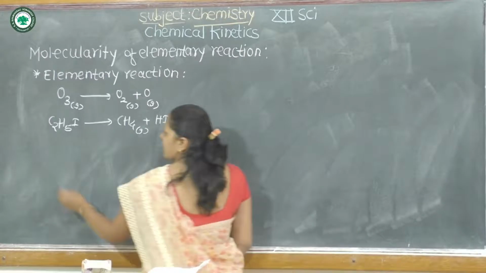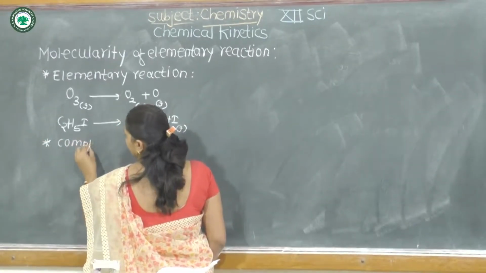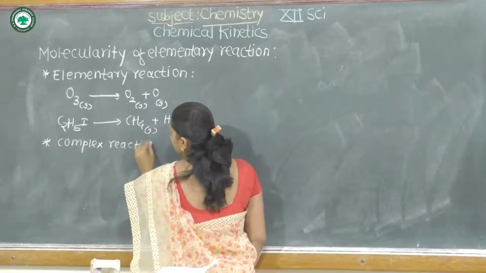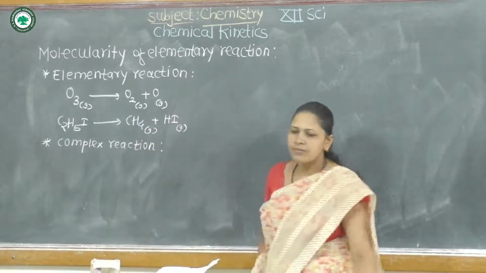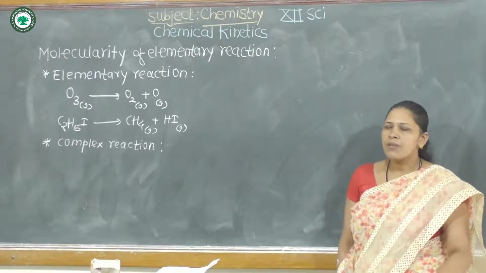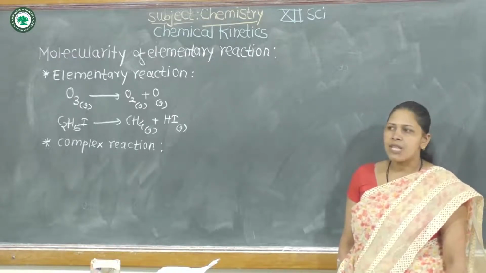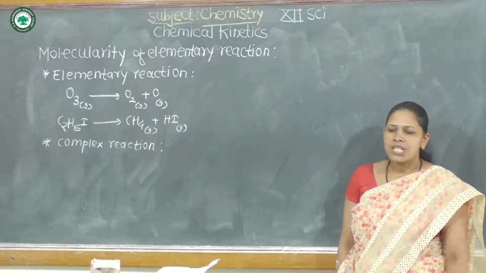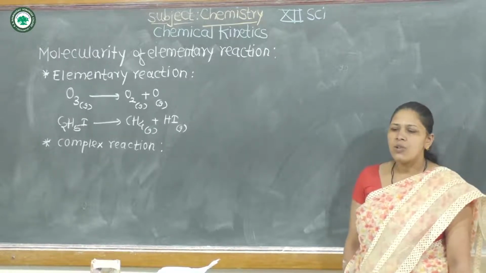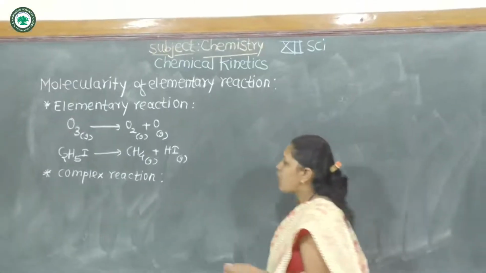Then, what is meant by complex reaction? Reactions which consist of a series of steps. That means a reaction which takes place in 2 steps or 3 steps or 4 steps also. These reactions are called complex reactions. Then what is meant by molecularity?